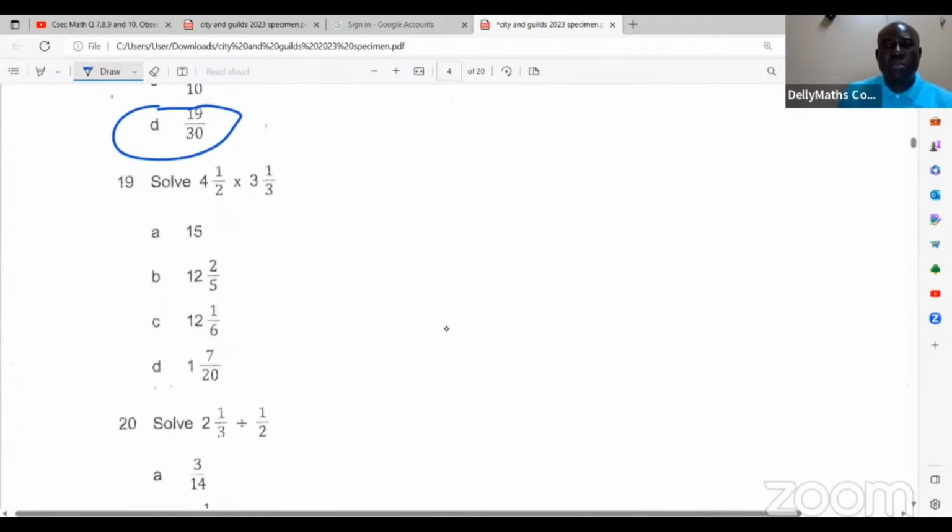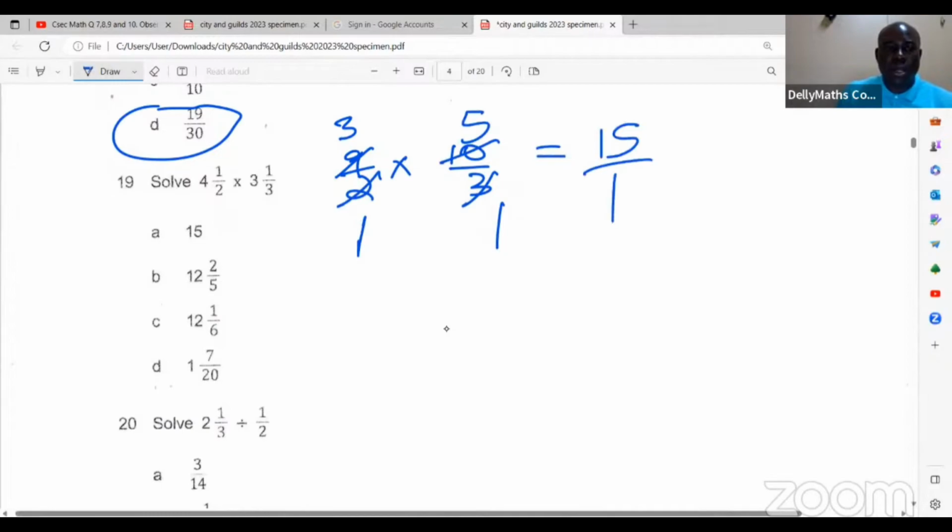Multiplication, convert mixed numbers to improper. 4 2s 8, plus 1, 9 over 2. 3 3s 9 and 1, 10 over 3. And when you're multiplying fractions, you check if you could cancel. It's up to you. 3 into itself 1, 3 into 9 3, 2 into itself 1, 2 into 10 5, 3 times 5, that's 15 over 1, which is just 15.